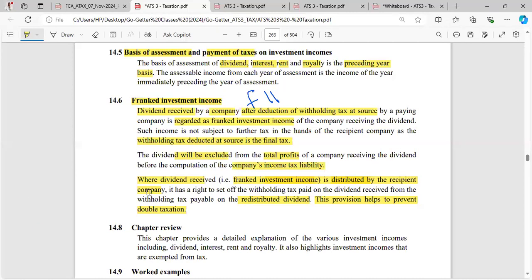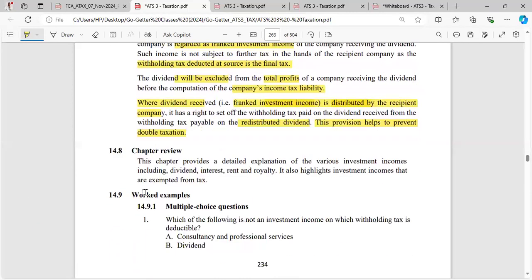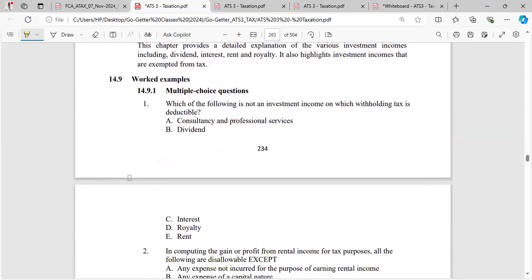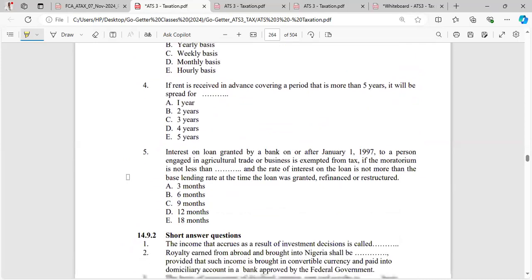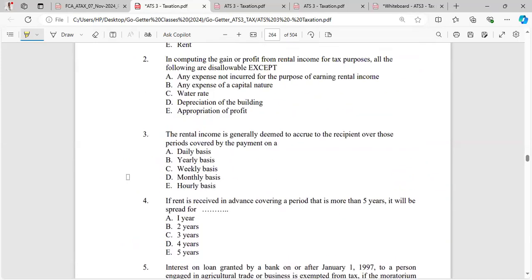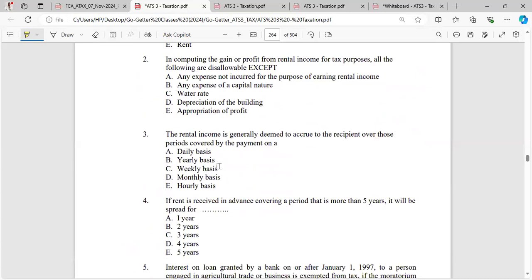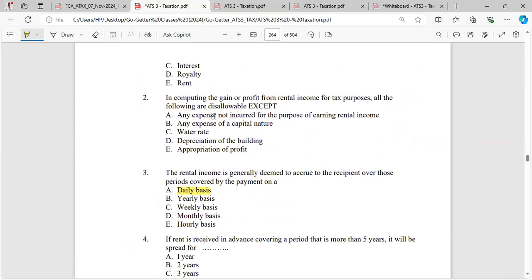So that's it. So far, so good. We have learned about investment income. And now let's look at some questions here. They said rental income is generally deemed to accrue to the recipient over periods covered by a payment on what? A daily basis. We learned that, daily basis.